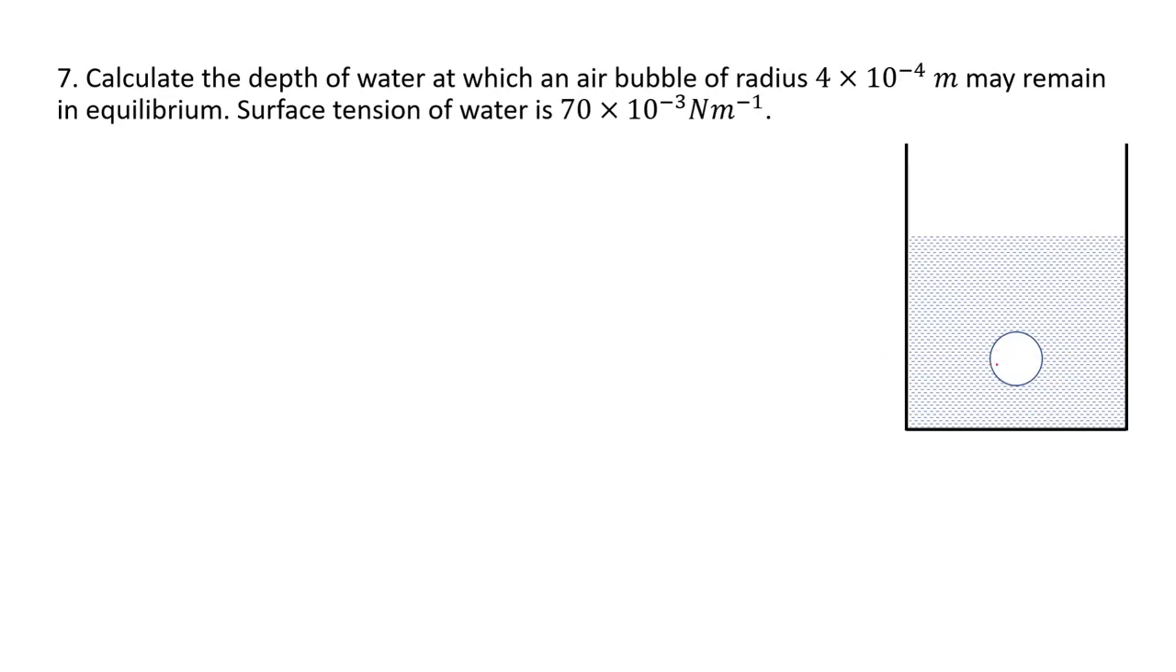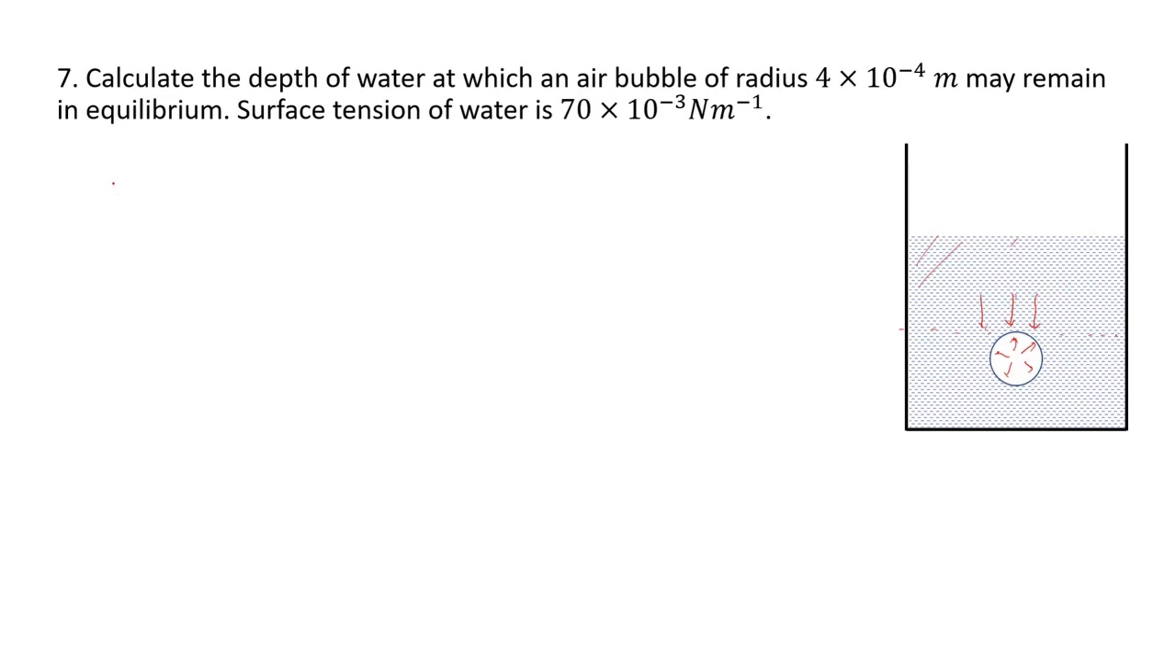We know that an air bubble inside the water, which has only one surface, will have an excess pressure inside it, and this will be in equilibrium if the pressure acting on it due to the water column above it is the same as the excess pressure inside it. I repeat, the air bubble will be in equilibrium if the excess pressure inside it is equal to the pressure exerted by the water column above it.